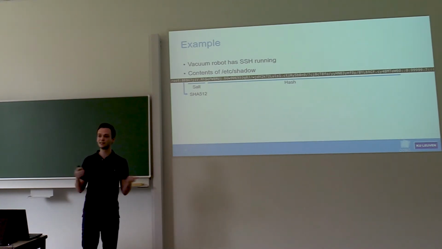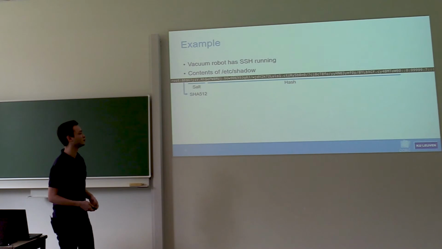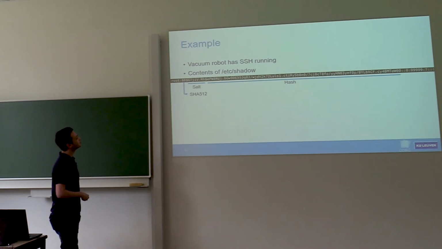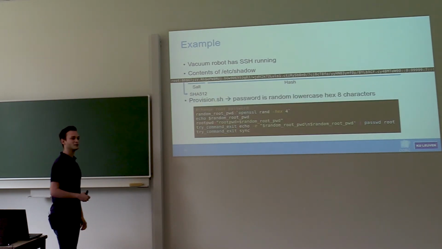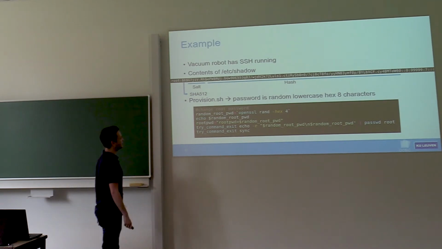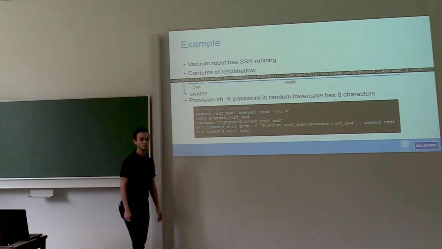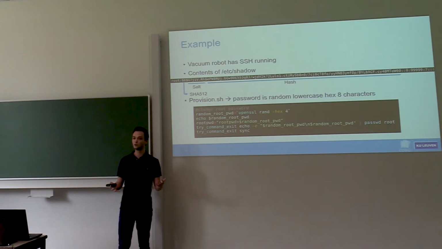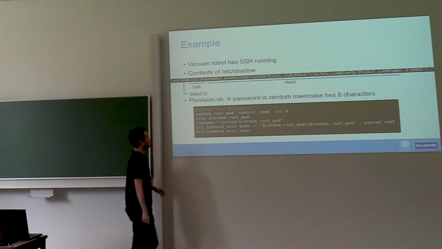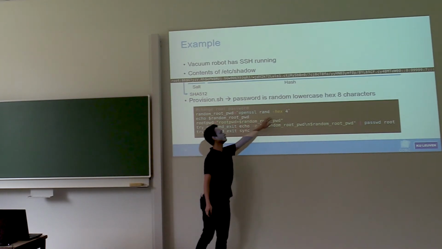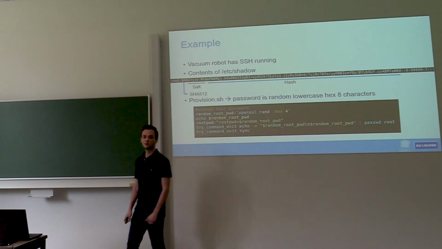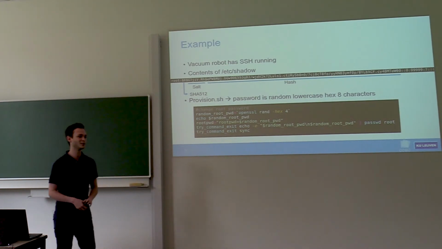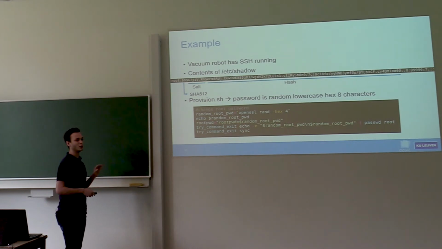Now we could start guessing random passwords or use a dictionary to brute force this, but this might take a while. So we looked a bit further on the device, and we found this script, which is run when the device is provisioned. As you can see, they generate a random password, which is nice. But the way they do it is they call openssl rand -hex 4. And this basically means give me 4 bytes of randomness, and they will be in lowercase hex.